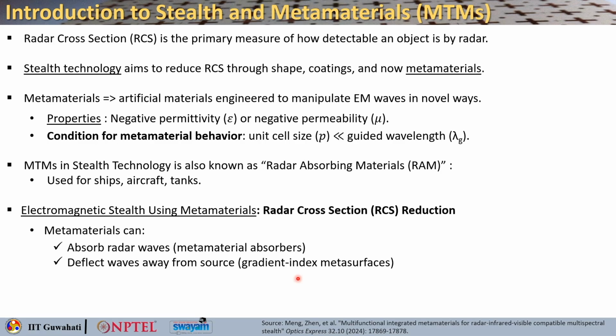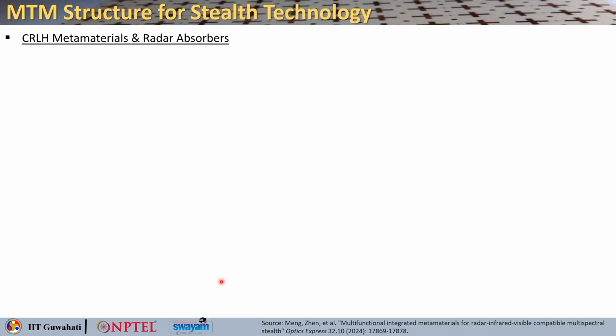That can be achieved using gradient index metasurfaces, or you can also think of scattering cancellation by some sort of cloaking, for core shell kind of cloaking, where a destructive interference pattern can cancel out the scattering. So, again the radar receives very little signal.